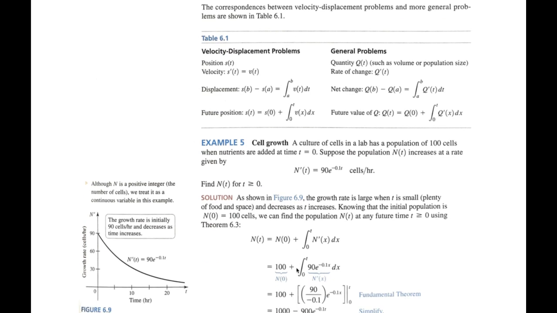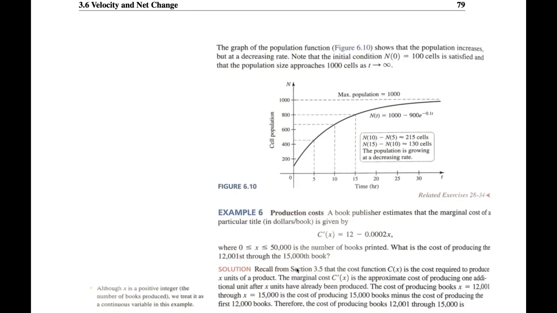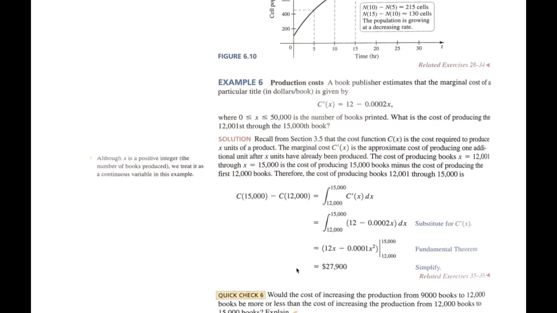We need to skip example 5 because it involves exponential functions, but you can read example 6 about production costs on your own.